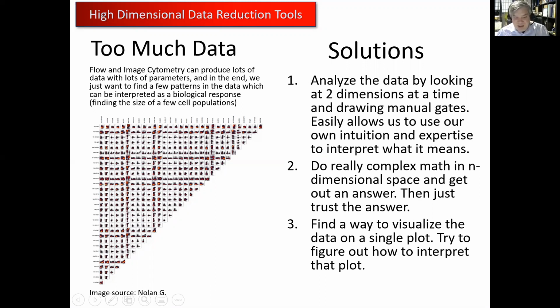And the solutions that we have have changed, right? In the past, what we really had to do was analyze the data by looking at 2 dimensions at a time, draw manual gates on that, and use our intuition and experience as scientists to interpret what that means. And I don't mean that sarcastically, right? In the past, we had to look at a big matrix of plots like this, and figure out what's going on in all of this data to arrive at just one rare cell population, and then compare that to other data files in some way or another.